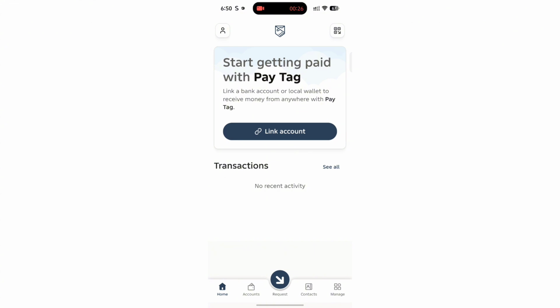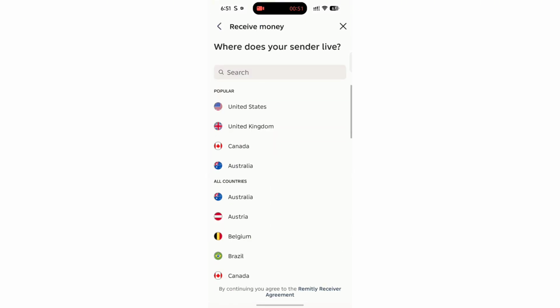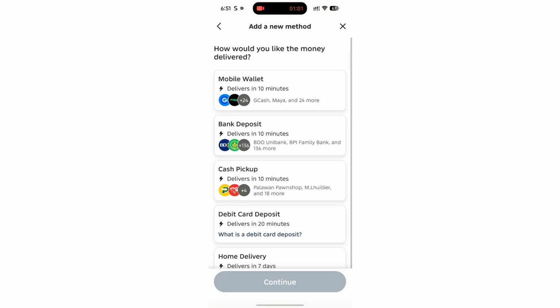Step 2, cash pickup. Go to a partner outlet, bring a valid ID and reference number, and claim your money instantly. Third would be GCash wallet. The sender selects GCash and funds appear directly in your balance with SMS confirmation. And lastly, home delivery. In selected provinces, a courier delivers cash to your address, so show valid ID to receive.